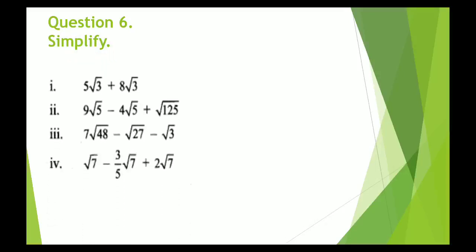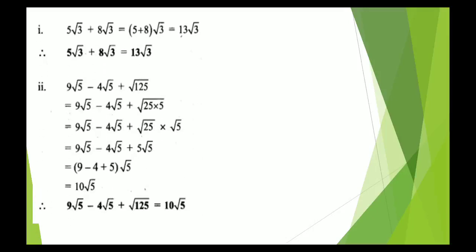Now question number 6, simplify. We have to do addition, subtraction of surds. Question number 1. To add or subtract the surds, here also the rule is the order should be same. Order of the surds should be same, as well as when we do addition, the radicand also should be equal. For addition or subtraction, always keep this in mind.